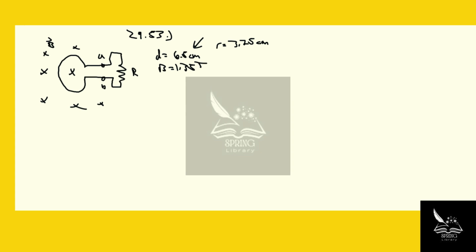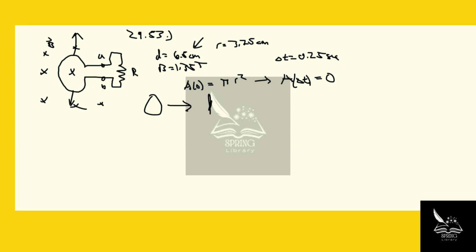At time equals 0, this flexible loop gets pulled from the bottom and from the top such that it is perfectly a circle, so the area is pi r squared. Then in a delta t of 0.25 seconds, they squeeze it just so it's flat, so there's no area left. So it goes from this, squeezed, flat, in the time delta t.